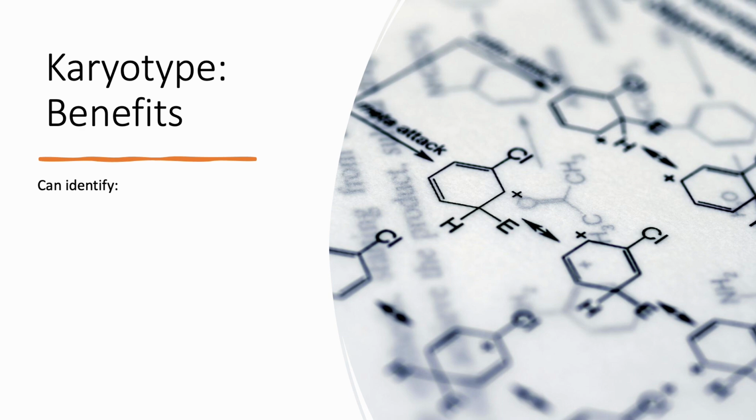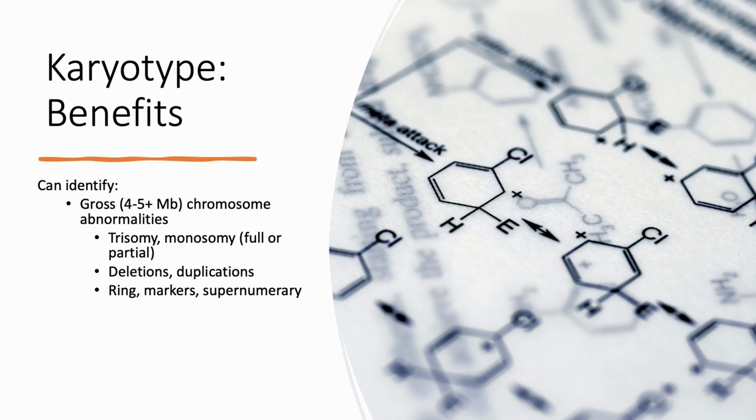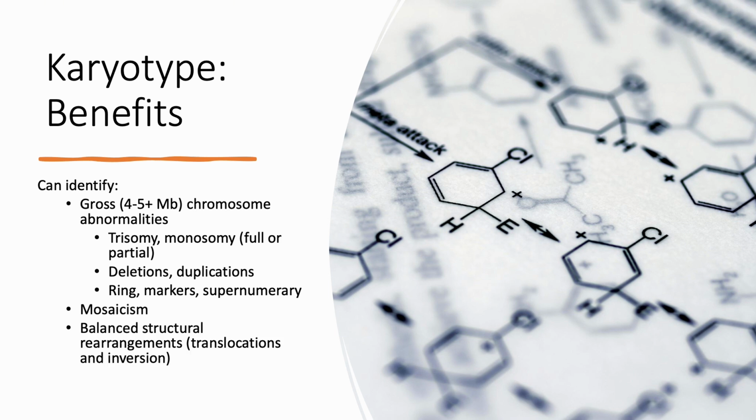Karyotyping offers several significant benefits in the field of genetics. It provides a comprehensive analysis that can identify chromosome abnormalities greater than 4 to 5 megabases long, including trisomies, monosomies, deletions, duplications, ring, marker, and supernumerary chromosomes, mosaicism, and balanced structural rearrangements, including translocations and inversions.